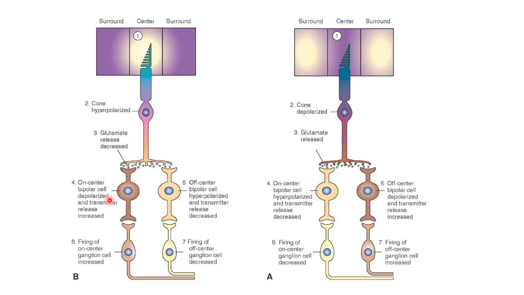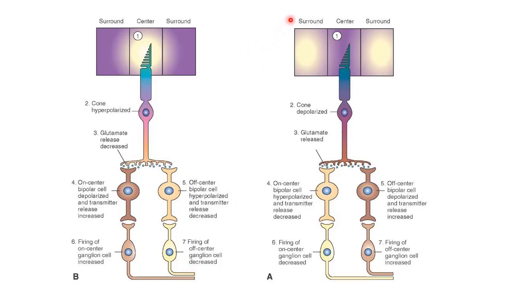But then that means that there are some bipolar cells that are going to increase their neurotransmitter release and cause more firing in the ganglion cell. And there's another class of off-center ones that are going to be hyperpolarized, decrease their glutamate release, and cause less firing in a ganglion cell.